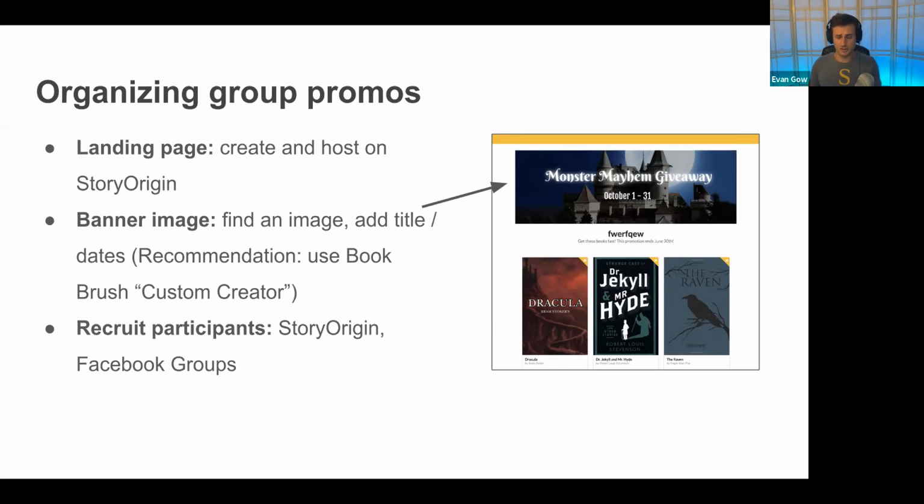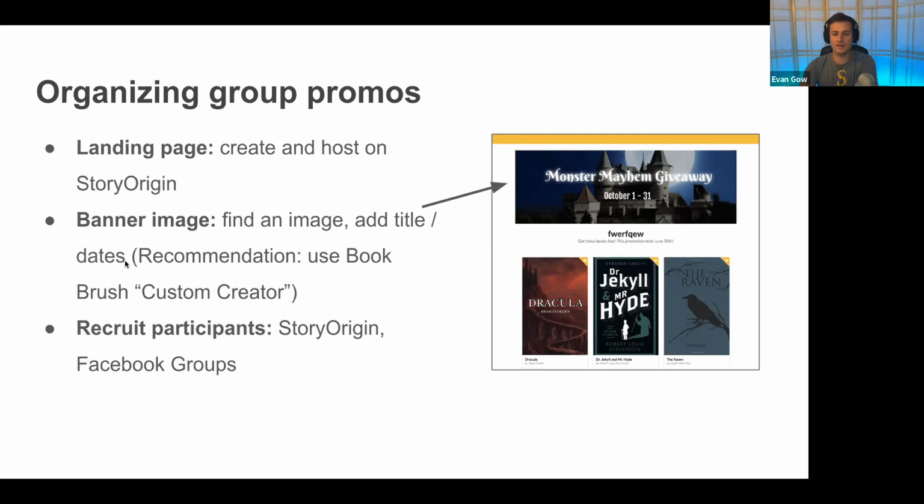BookBrush has a tool called the Custom Creator, which is really easy to use. Highly recommend it. But even if you don't want to do that, let's say you're familiar with PowerPoint, you can drop an image into PowerPoint, slap some text on it, and then save that as an image. That works too, whatever way. It doesn't need to be complicated or fancy or use Photoshop or anything like that.